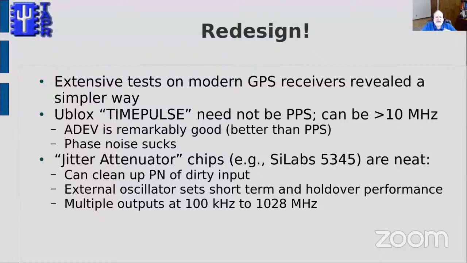They have an external oscillator of their own that's used to provide the short-term stability and the phase noise of the output while being locked to the reference signal that's coming in from the external clock. So you actually have a phase lock loop, and it works a little bit like a GPSDO might. The chips provide multiple outputs at anything from 100 kilohertz to over 1 gigahertz, and there are several outputs available depending on which chip you're using.